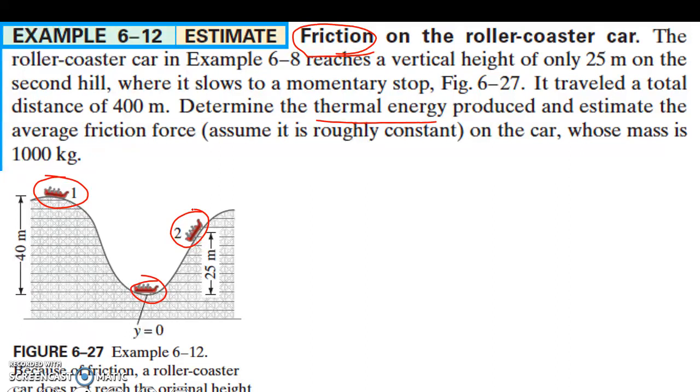It gets to the bottom. As it comes back up, it stops. So friction has caused it not to make it to the top of this hill, which means if you want to make a roller coaster do this, you're going to have to find a way to reduce friction so you don't have to add more energy to the whole process. But we want to determine the thermal energy produced and the average force of friction on the car, whose mass is 1,000 kilograms. Okay?